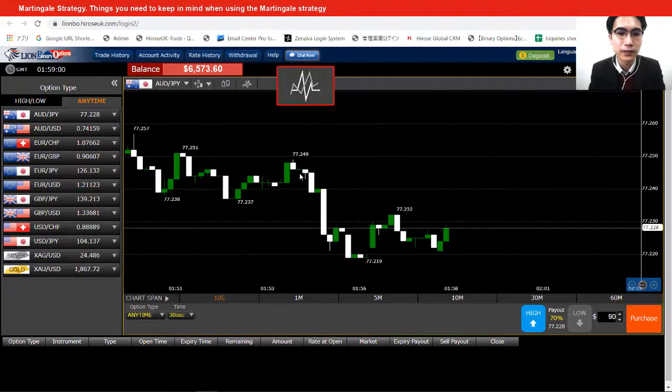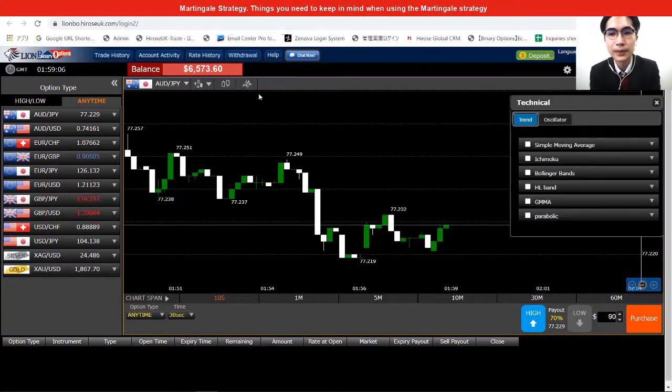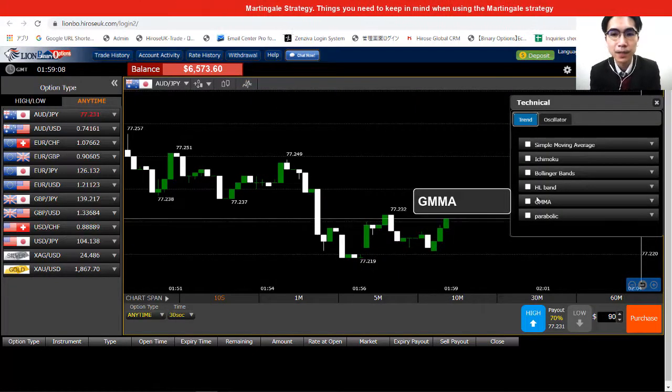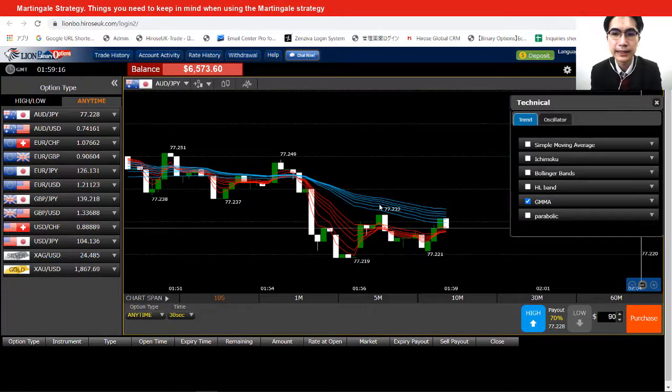Okay, so go to technical indicator. So yep, just that little guy right there. Click on it, and then we'll select the GMMA. So that's the first indicator we want. So the GMMA is on default, so nothing to change for this indicator.